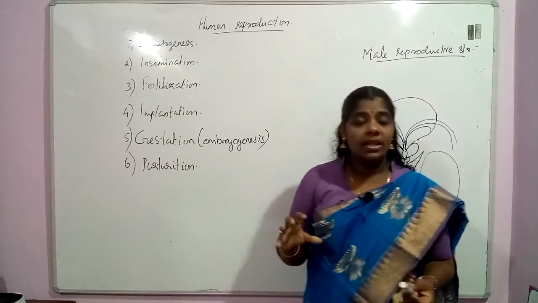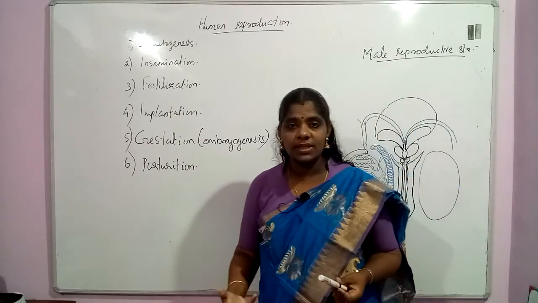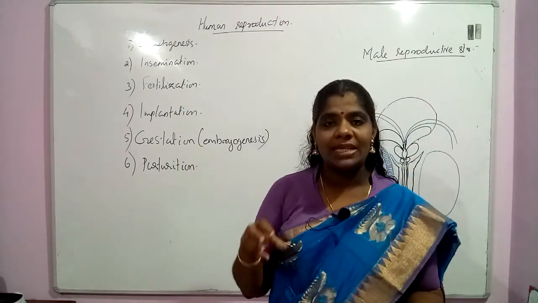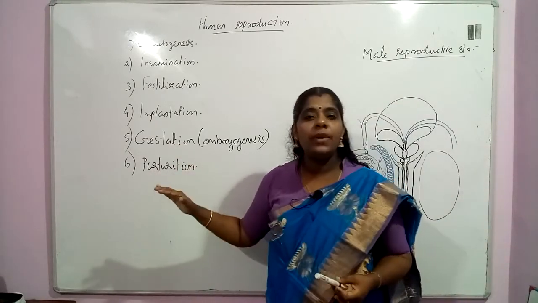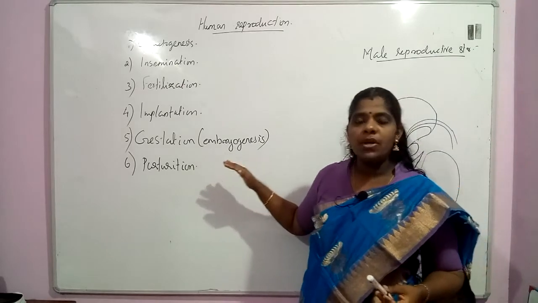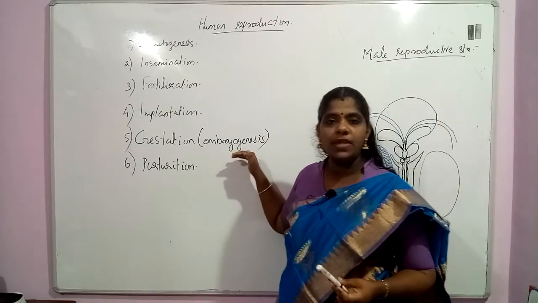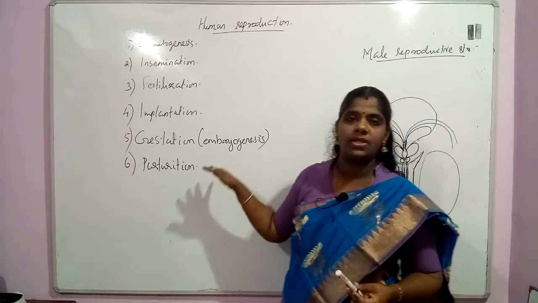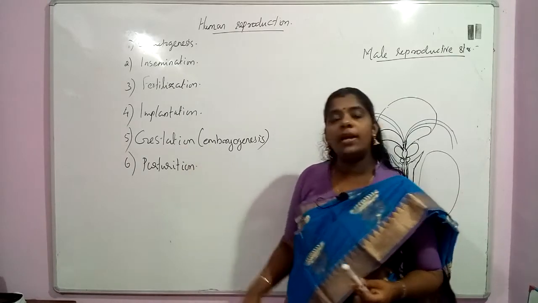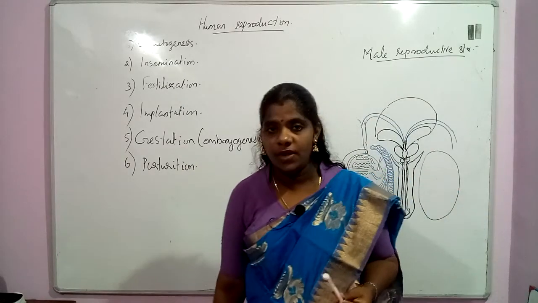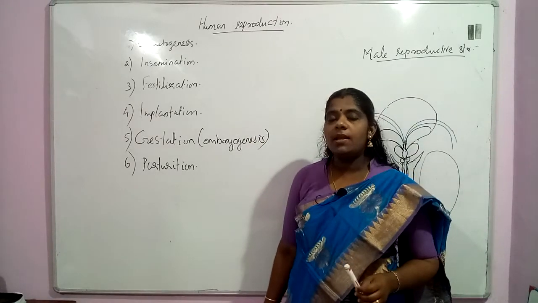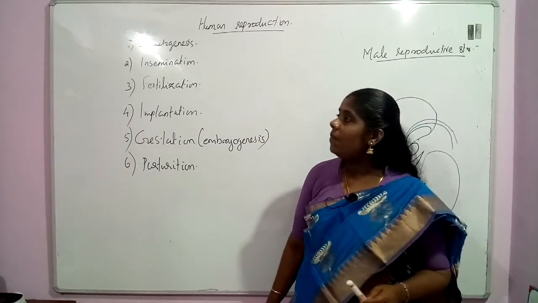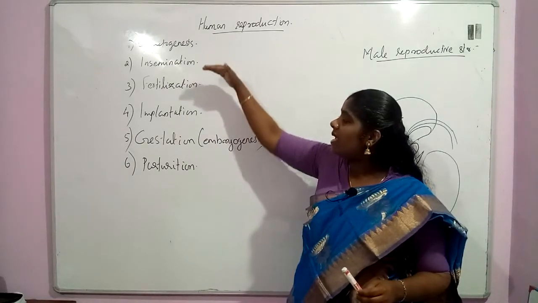Implantation: the embryo in the blastocyst stage goes and gets implanted in the uterine wall. Gestation is the period of pregnancy or embryogenesis, the development of the zygote. After completion of gestation, parturition occurs. These are the 6 steps of human reproduction. One by one, we have to study each step.